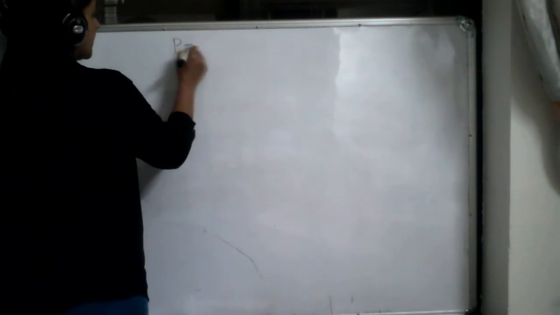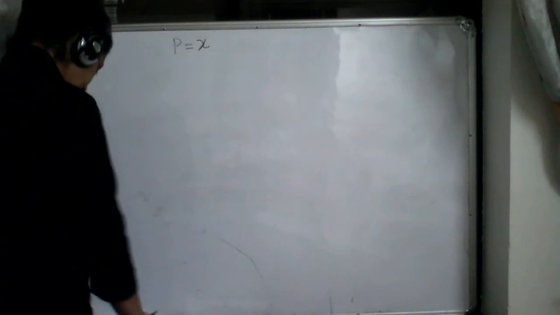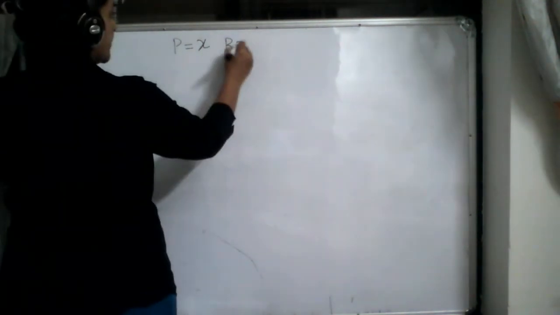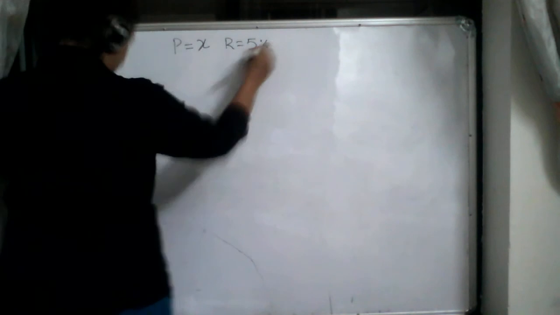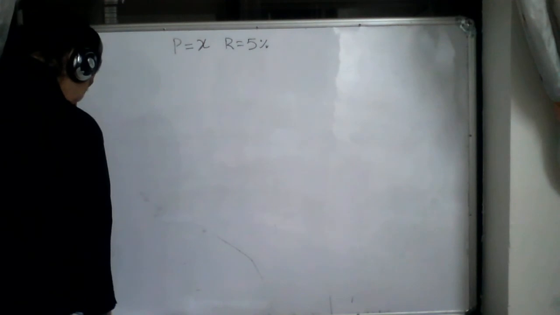We have another question here to tackle from HOTS, higher order thinking skills. A certain sum of money is invested. When it is said a certain sum of money is invested, it means that is the principal, which we are taking as X rupees at the rate of 5% per annum. Rate of interest is 5%, then compound interest, and the interest is compounded annually.